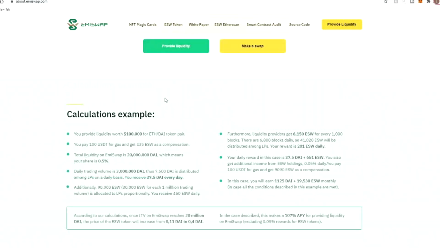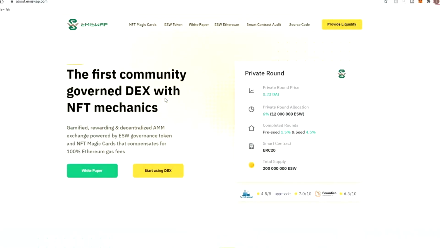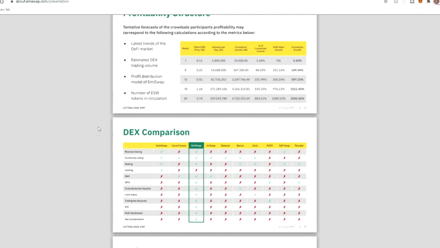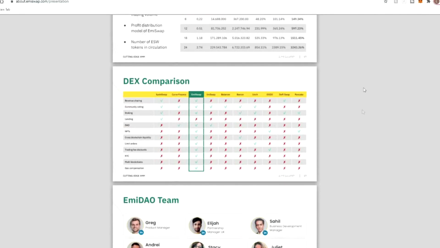You can do a lot of things on here. You can obviously exchange, you can do everything. If I head over to the presentation, we will go straight to the DEX here. In comparison to all the other exchanges, it's one of the best ones. However, the only thing it doesn't do is lending.